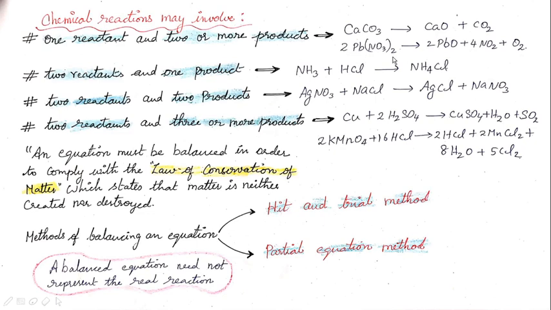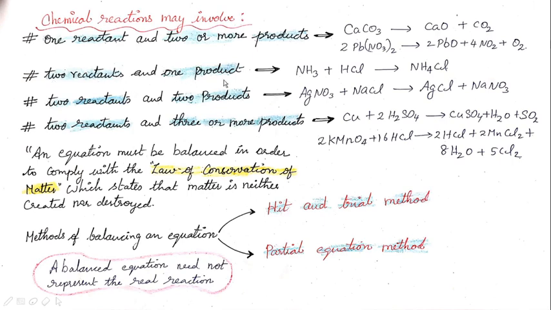Here is lead nitrate, Pb(NO3)2. It is only one reactant on the left hand side, and it reacts to produce three products: lead oxide PbO, nitrogen dioxide NO2 and oxygen. So this is one type.